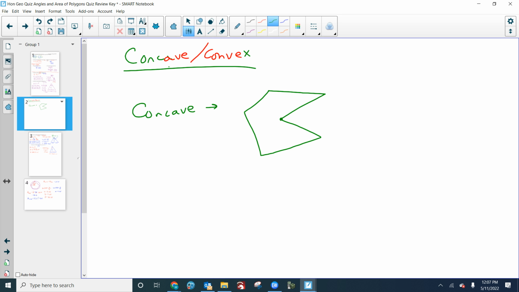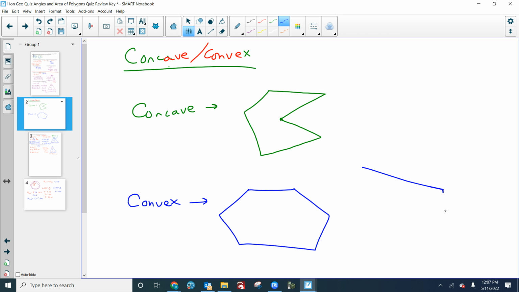Concave. Remember talking about this earlier in the year? The ones you're used to seeing, the regular polygons that you're used to seeing, are called convex. So convex polygons are any that look like that, right? And it doesn't have to be a regular polygon either. It could be a quadrilateral that's not regular. Okay, these are convex polygons.